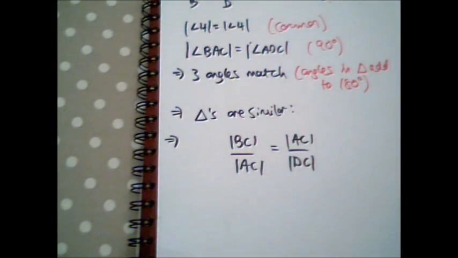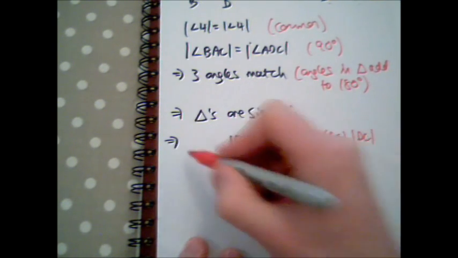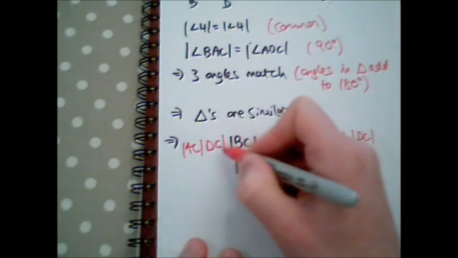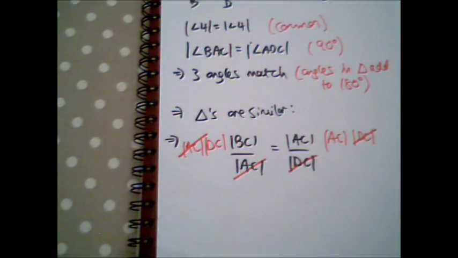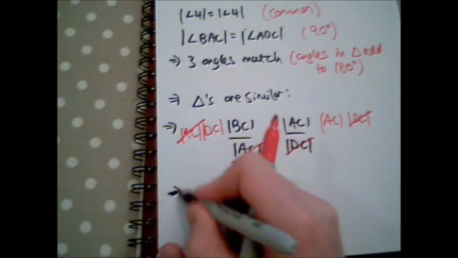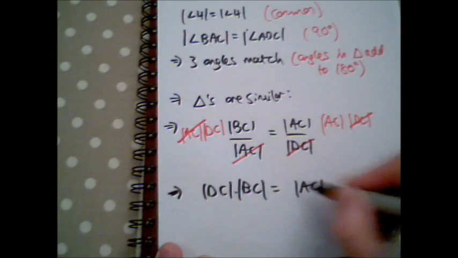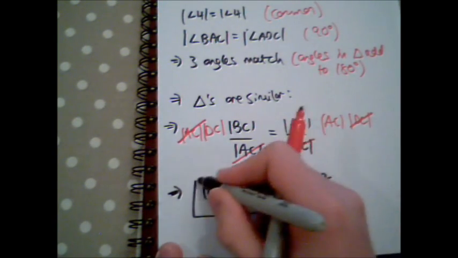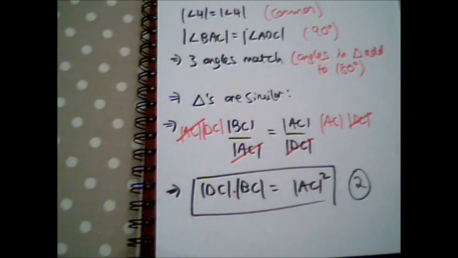Alright, we multiply both sides by the common denominator, so multiply by AC times DC. And you end up with DC times BC equals AC squared. On the right hand side we have AC times AC, which is AC squared. And that's equation number 2. Pretty much finished at this stage. You've got all the heavy lifting done. I'll just get some more paper.